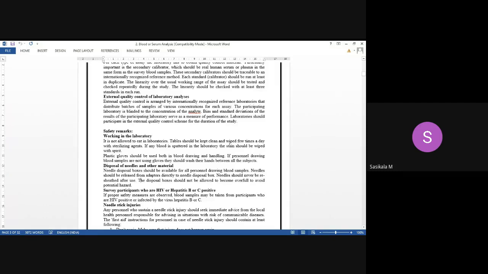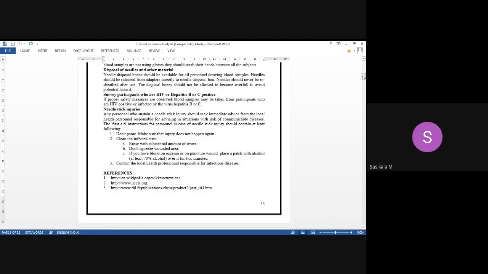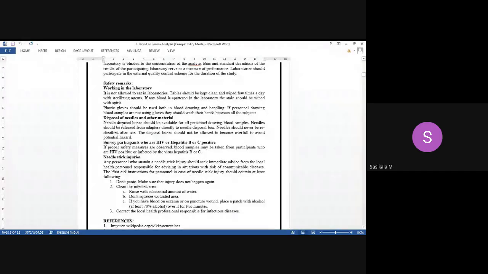And safety remarks regarding your sample collection. You will be using a disposable needle for collecting the sample. Before that, you need to sanitize your finger. Mostly from the finger, a drop of blood will be taken for analysis. You will be taking your own blood only during analysis.